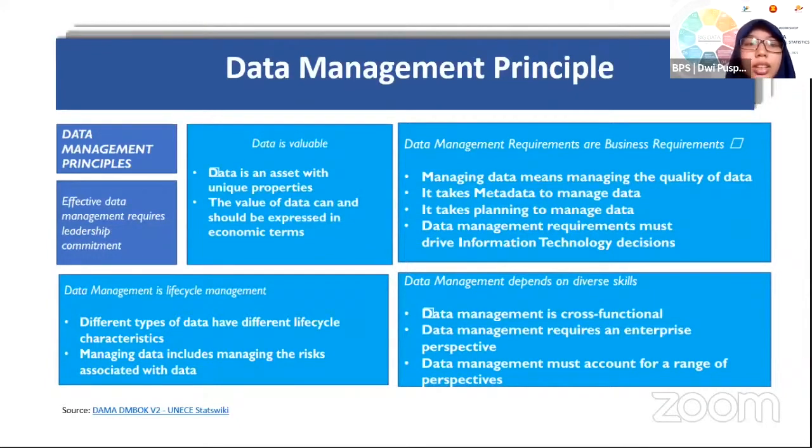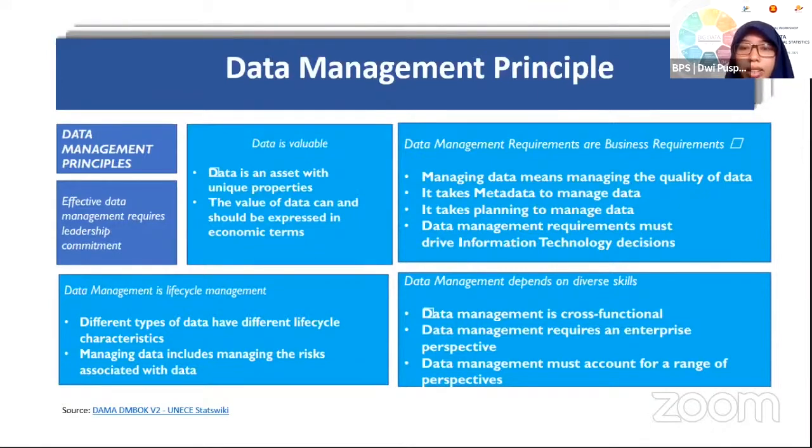And what are those? The first one is that data is valuable. Maybe lately we have heard that data is a more valuable asset compared to oil or whatever, like the slogan that data is the new oil. That's because data is a very valuable asset with unique properties. Maybe for us, like the National Statistics Office, we don't monetize the data directly, but we also need to realize that in the long term, data can bring great benefit to the government as a whole.